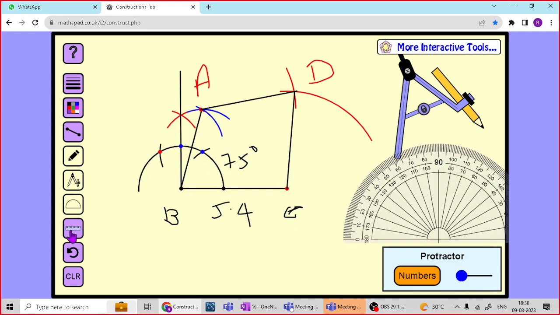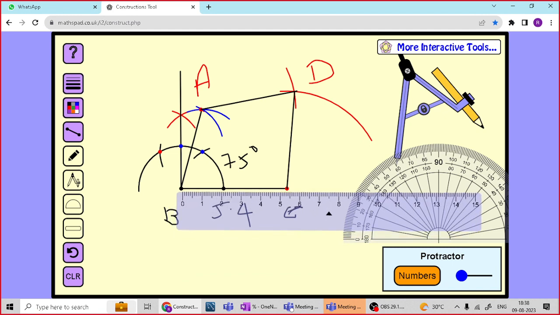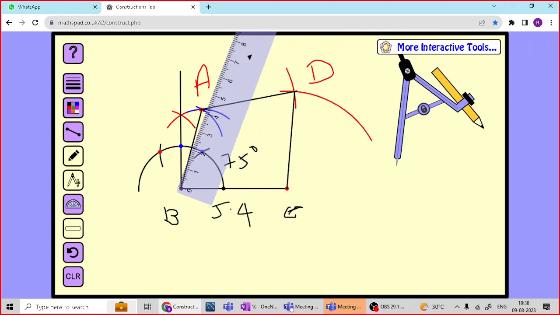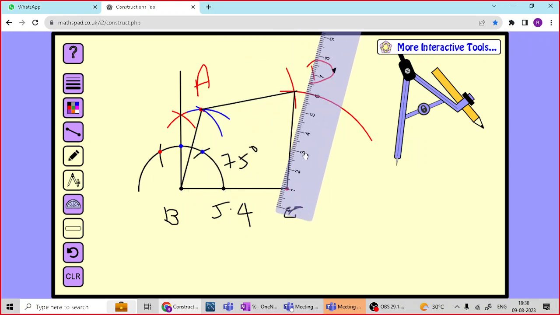Then use your ruler and check all the values. Is BC 5.4? Yes, sir. Okay. Then next check CD. Check the value of CD. Then check the value of AB. Measure everything. So for me, everything is correct, sir. Then the diagram is perfect.